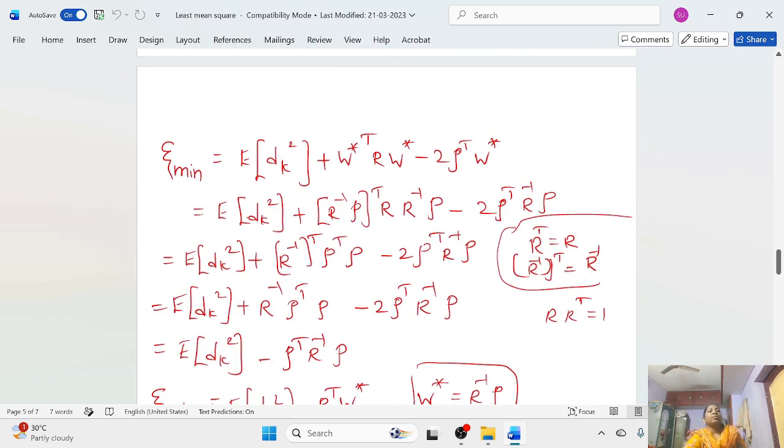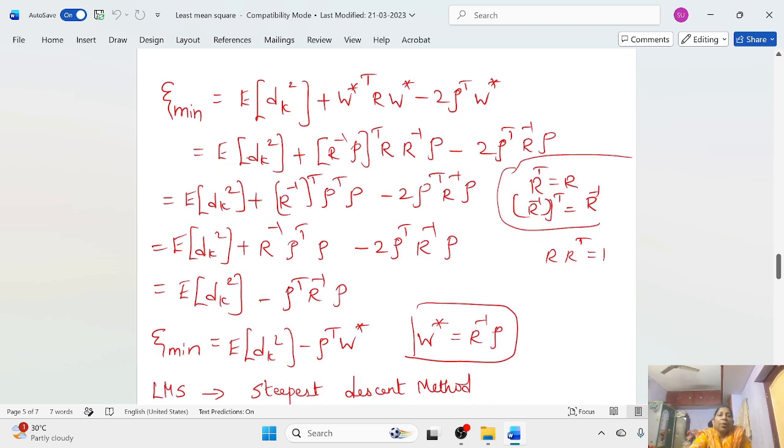In order to find the minimum error, this is the equation. In this equation, in the place of W star, we replace it with R inverse rho, and then we need to simplify. The first term remains as such, expectation of dk squared, plus R inverse transpose. R inverse transpose is nothing but R inverse itself, and R into R inverse is nothing but 1.